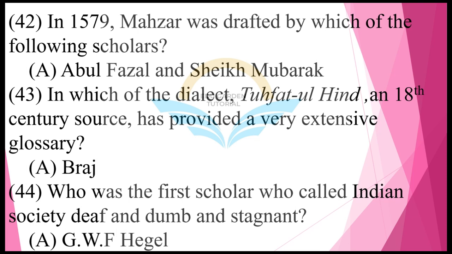Who was the first scholar who called the Indian society deep and dumb and stagnant? Number 44. Answer is G.W.F. Hegel.